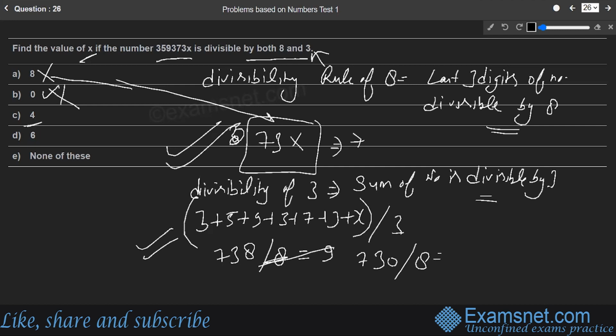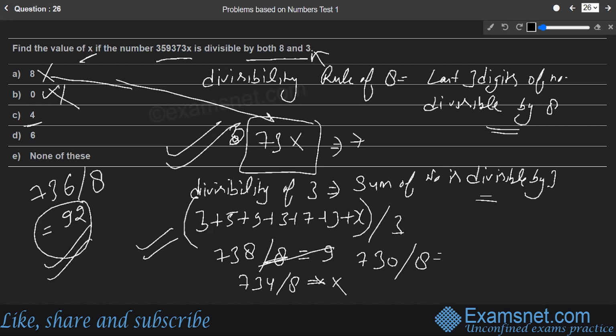If you go for option C, the number becomes 734. If you try to divide by 8, that is also not divisible by 8. So clearly all these three options have been discarded. Let us try 6. If the number is 736 and you divide it by 8, yes, 8 9s are 72, then there is 1, 16, 8 2s are 16. So it is completely divisible, the quotient coming out to be 92.